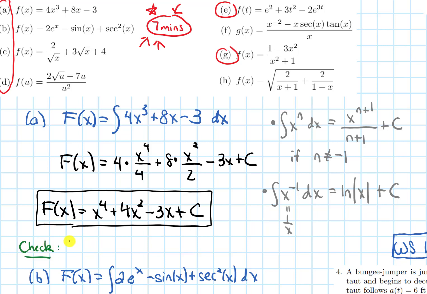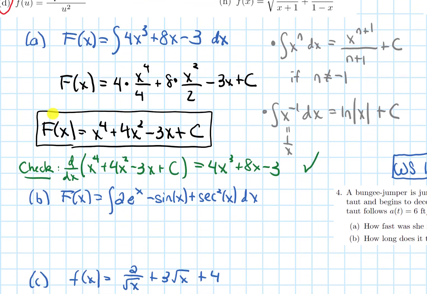Okay, so I can check that this is my antiderivative. And the way I check is I just take the derivative of what I got and see if it's the original function. So the derivative of what I just got: for x to the 4, that's 4x cubed. For the next term, that's plus 8x. For the next term, it's minus 3. And the c, the derivative, is 0. And that is the original function, so check mark, this is right. All right, let's do part B.